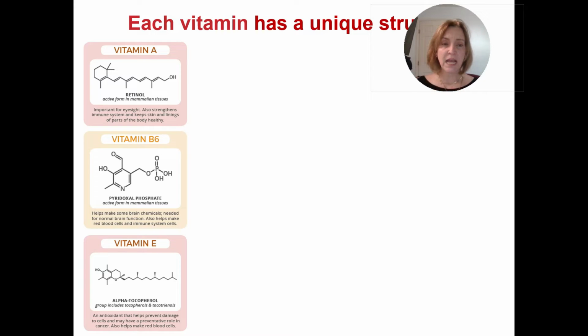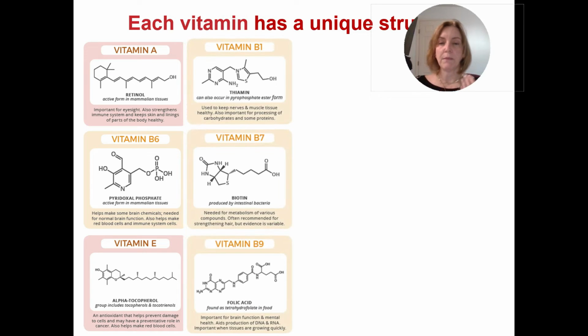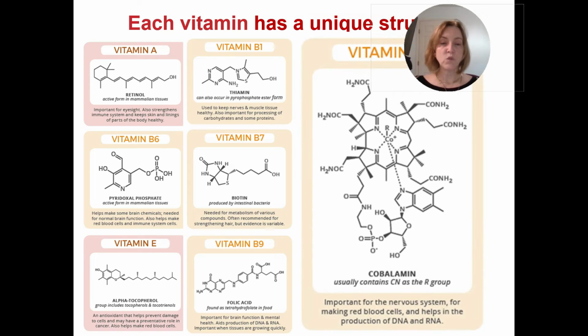There are some similarities, like for example, you can see that some of them contain rings. They are organic nutrients. It means they all contain carbon, oxygen, and hydrogen. But in addition to these chemical elements, some of them contain other elements. For example, vitamin B1 and B7 both contain sulfur. Vitamin B12 contains cobalt in the middle of the structure, as you can see here.